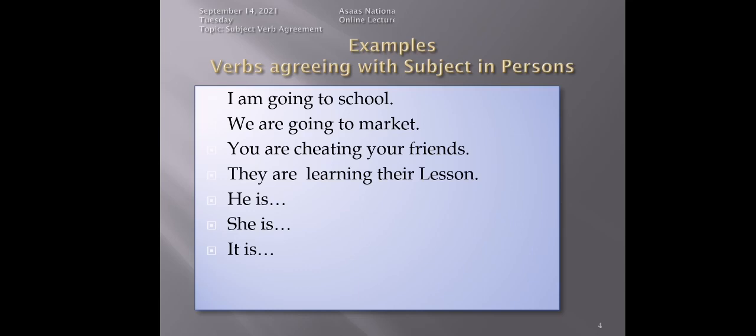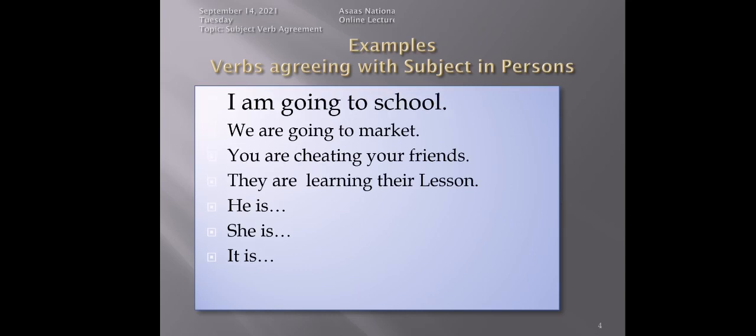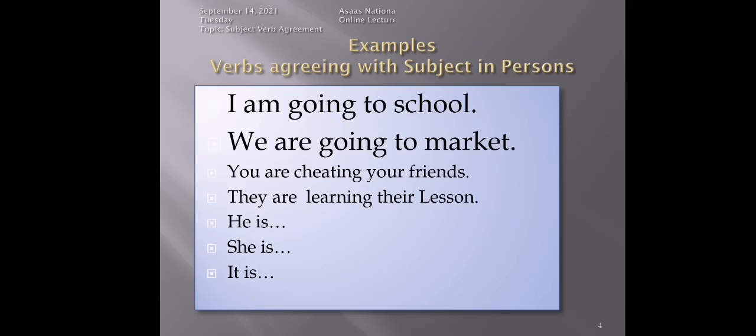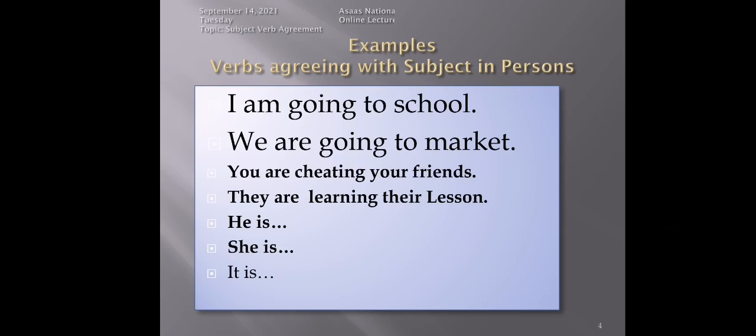I am. Am is the correct verb with I. We can't say I are or I is. Similarly, we are. Are is the correct verb for we. You are cheating your friends. They are learning their lesson. He is, she is, it is, and so on.